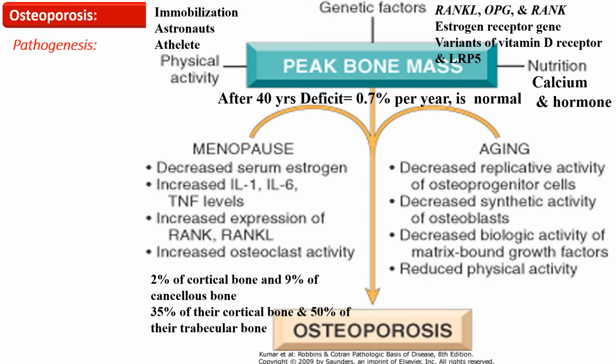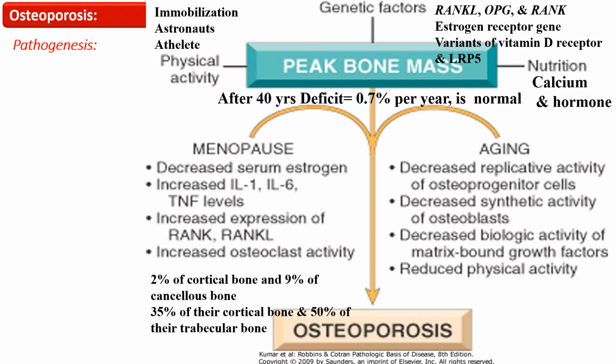Now the estrogenic influence on osteoporosis. What happens after a decade of the menopause? There is loss of 2% of cortical bone and 9% of the cancellous bone each year. And due to this, 40% of postmenopausal women develop osteoporosis.